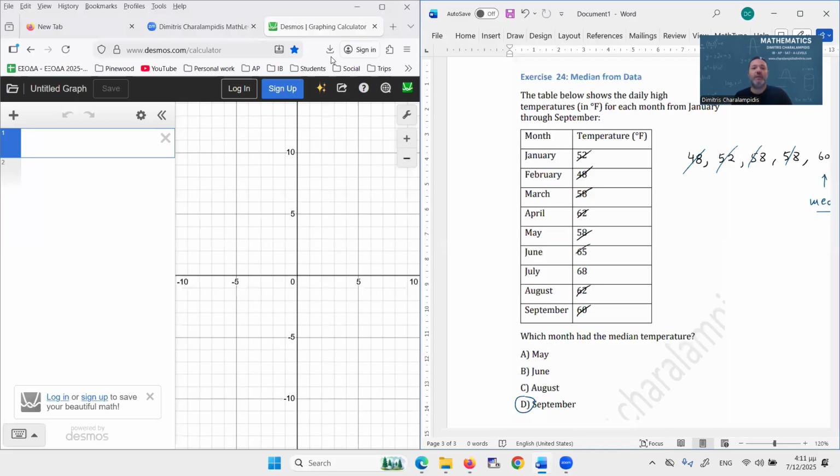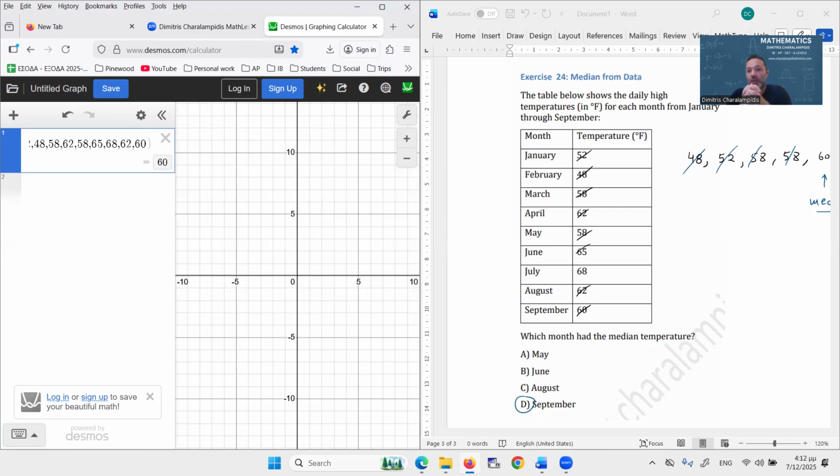I need to find the median of certain values. So I'll go here, I'll write median, and I'll open up a bracket, and then one by one I will insert these values: 52, 48, 58, 62, 58 again, 65, then 68, then 62, and then 60. So the median directly is equal to 60, which again relates to the month of September.